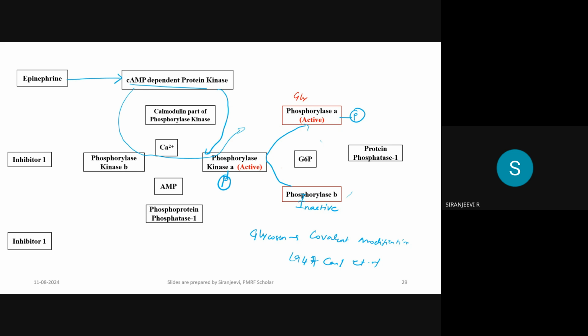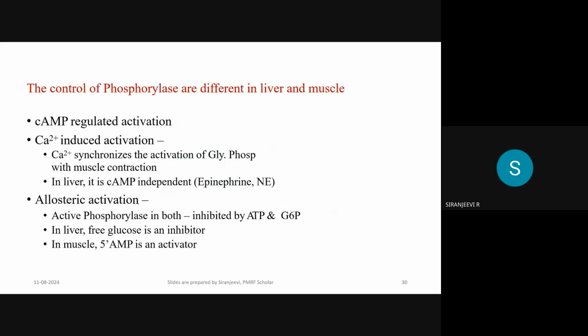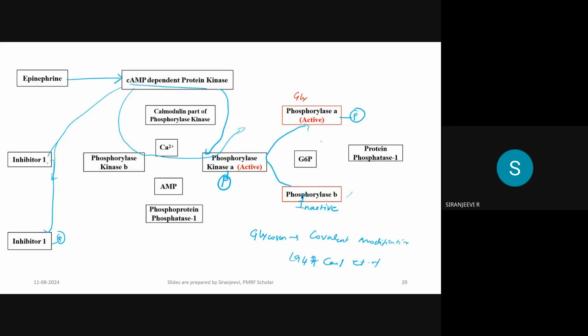And there is one more inhibitor called inhibitor 1. This also gets activated whenever it is phosphorylated, and this is also done by the cyclic AMP mediated pathway. The cyclic AMP will phosphorylate inhibitor 1. Whenever phosphorylation occurs, there should be a dephosphorylation, right? That enzyme is called protein phosphatase. This will dephosphorylate phosphorylase A to phosphorylase B, and it can dephosphorylate phosphorylase kinase A to kinase B, which is the dephosphorylated form.